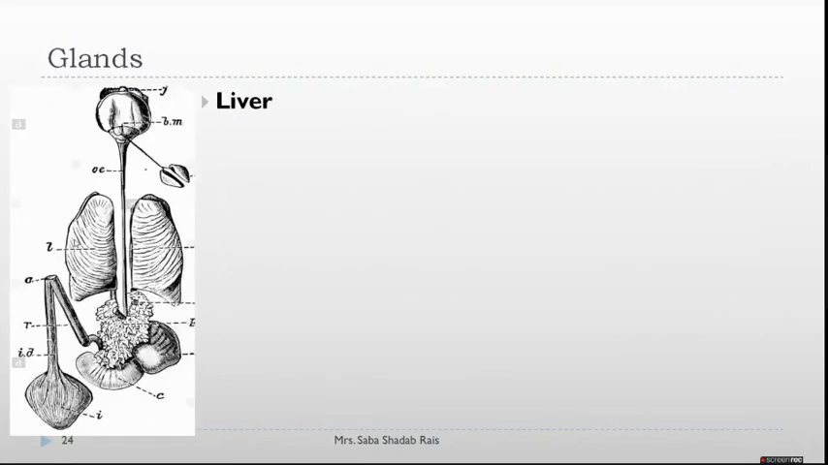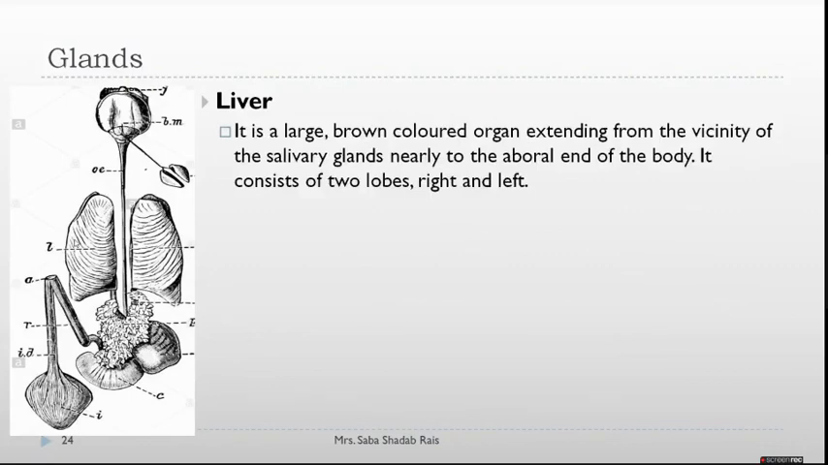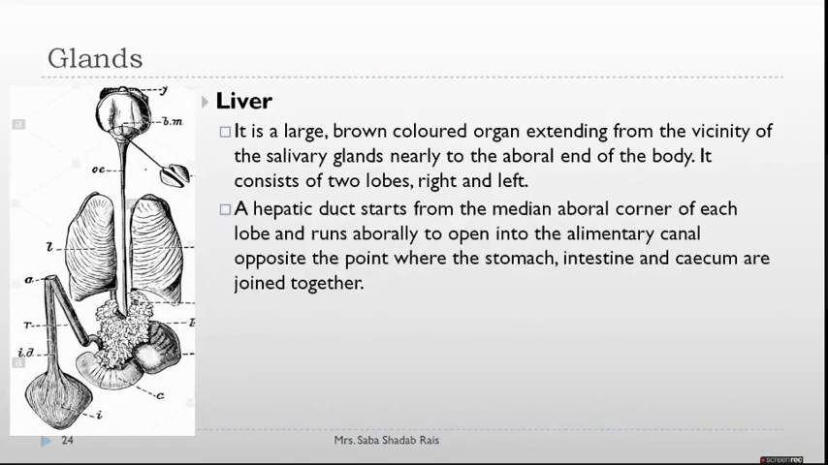Next gland: when you cut open the sepia, honestly, the biggest thing you observe is the liver of the sepia. When we talk about the liver, it is a large brown colored organ extending from the vicinity of the salivary gland, and it is present here on the aboral end of the body. You will see clearly the two lobes. Actually, these lobes are joined, but in this diagram it is shown separated to give you a clear view of the esophagus. So two lobes are there, one right and another left.